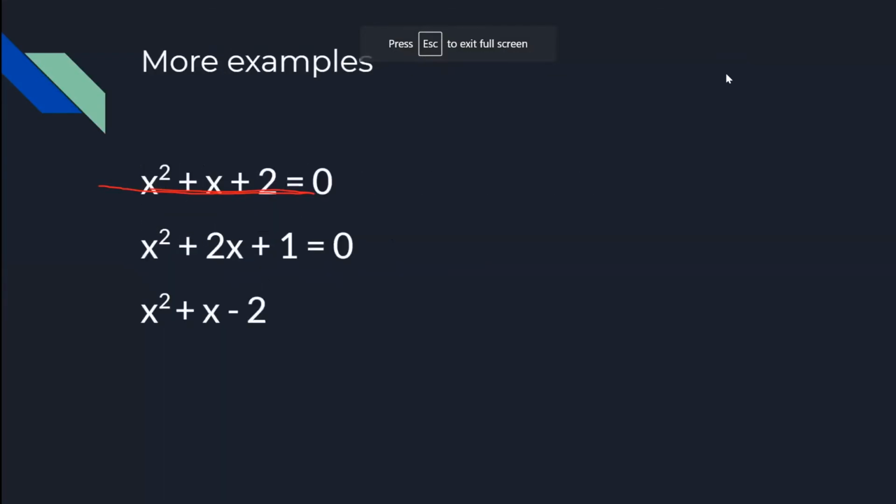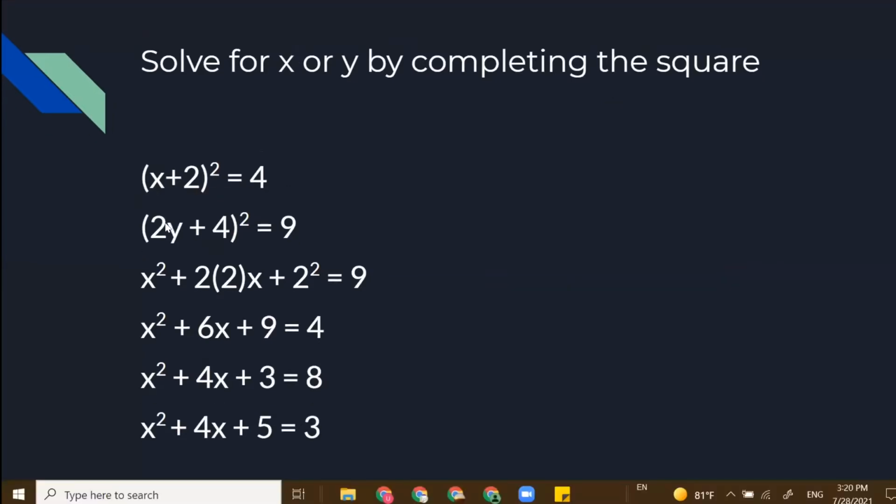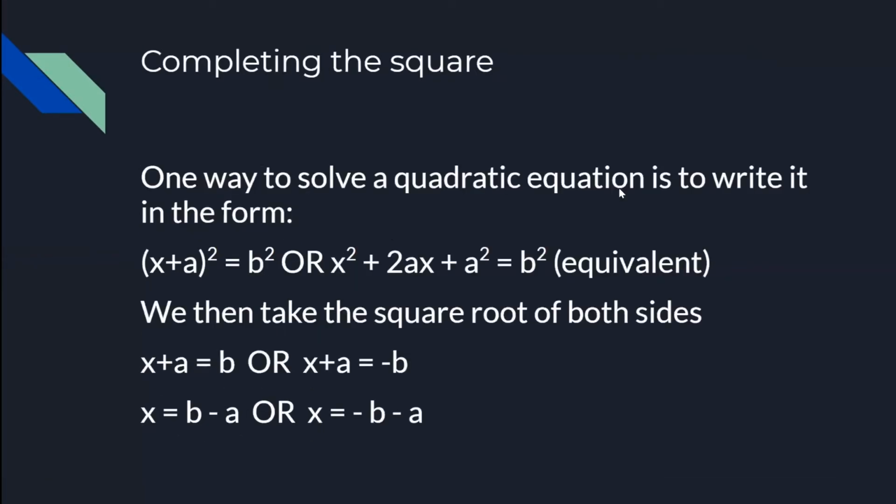So today we're going to be learning about completing the square. Okay, so once you get a quadratic into one of these forms, x plus a squared equals b squared, or x squared plus 2ax plus a squared equals b squared. Do you guys see why these two equations are equivalent? Yes, no?